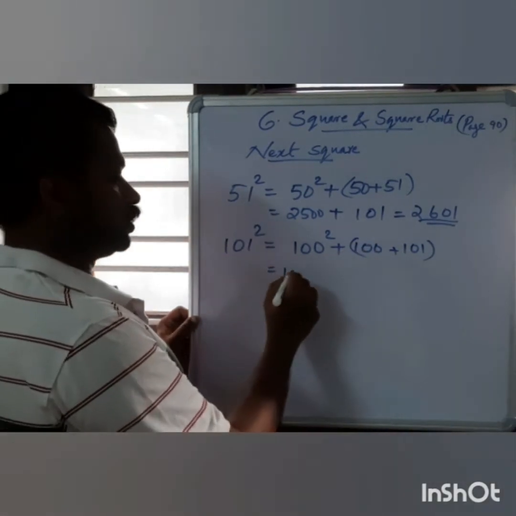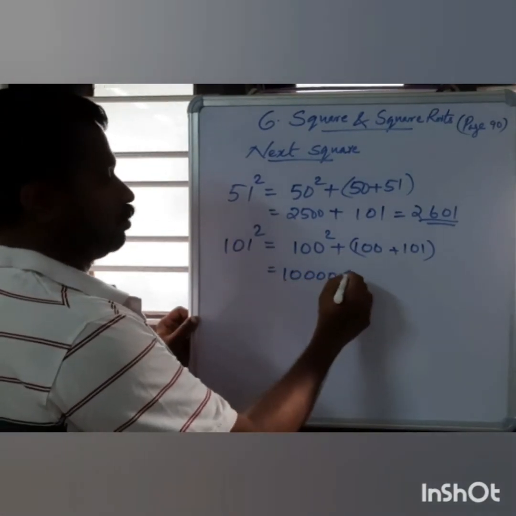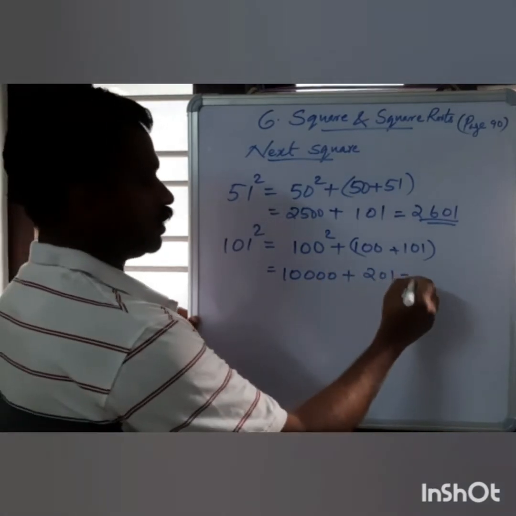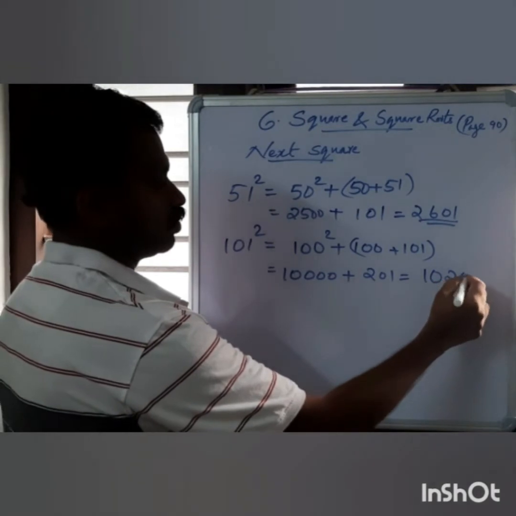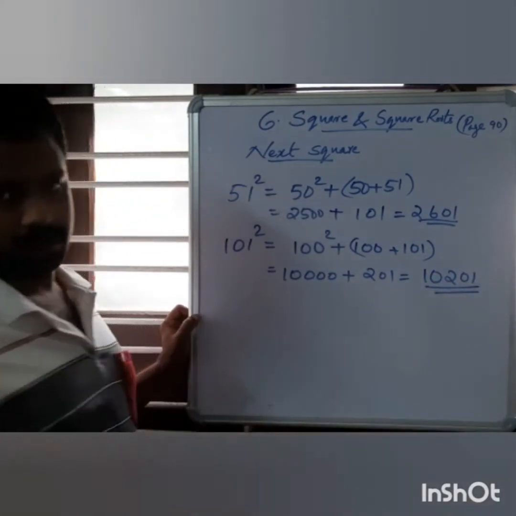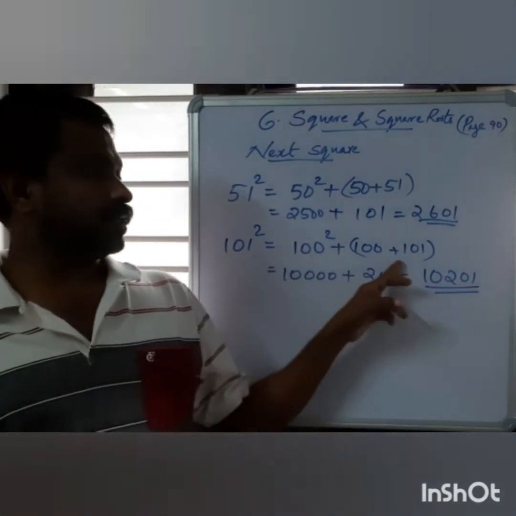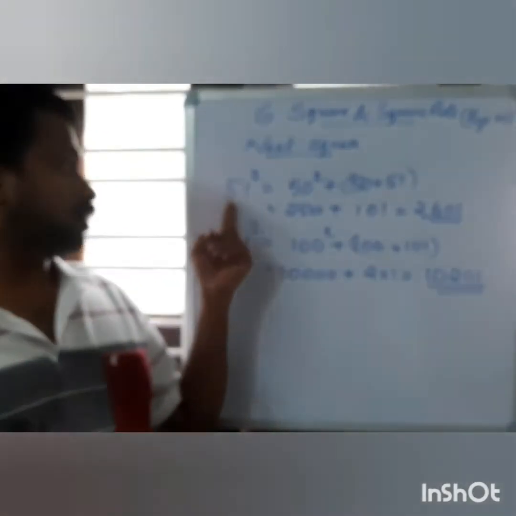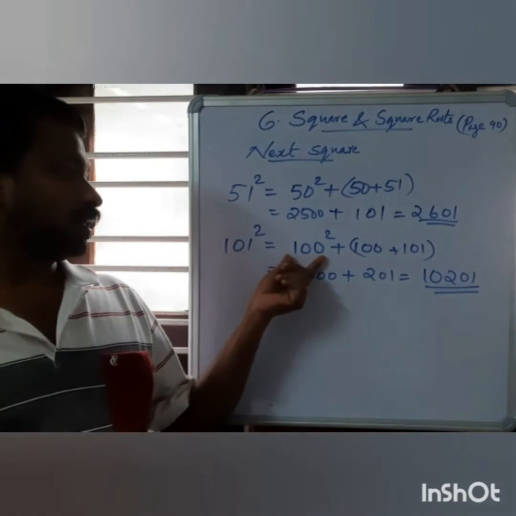So 100 square is 10,000, plus this is 201. So the answer you are getting is 10,201. So easily, if you split like this, you can find out the square of the numbers. So remember this one, which is the easiest one.